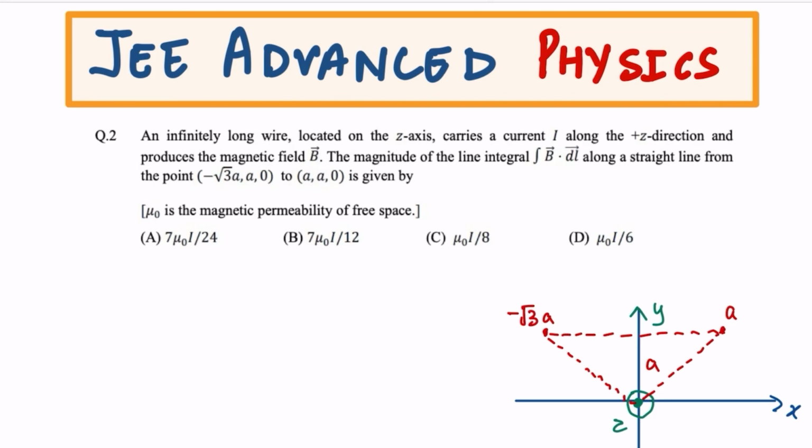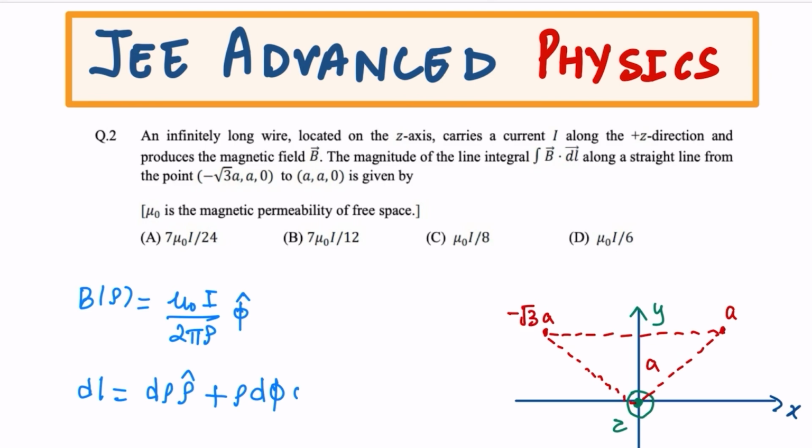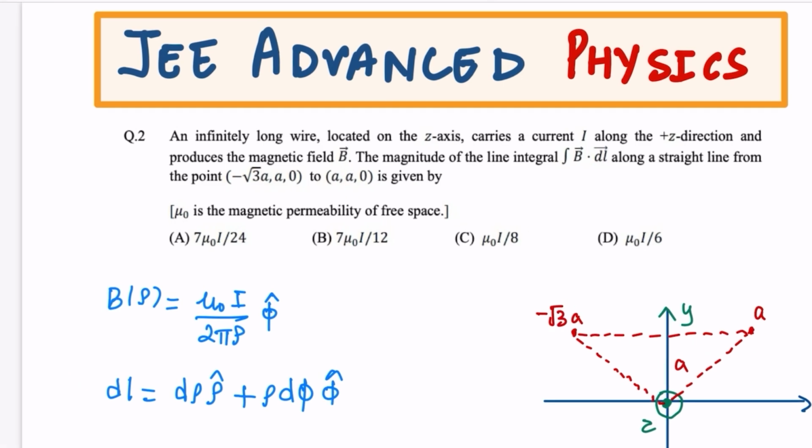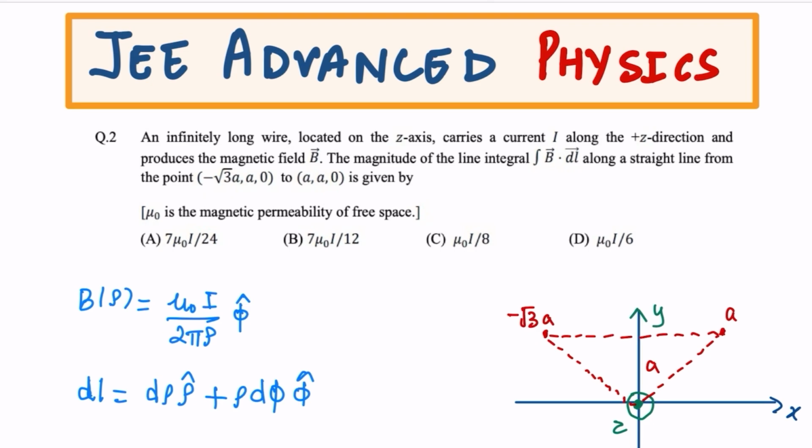So let's go. We know the magnetic field due to a straight long wire goes around the azimuthal angle, and it depends on your distance r. So I'm writing this in polar coordinates. One thing to know, this is your B and this is dL. This dL would have a component along rho, and a component around your azimuthal angle. So this is how you would write the dL element in polar coordinates.